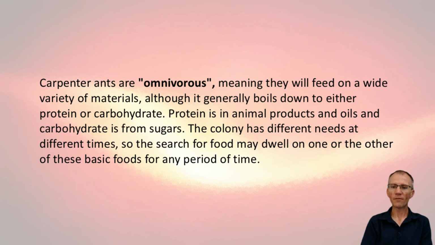Carpenter ants are omnivorous, meaning they will feed on a wide variety of materials, although it generally boils down to either protein or carbohydrate. Protein is in animal products and oils, and carbohydrate is from sugars. The colony has different needs at different times, so the search for food may dwell on one or the other of these basic foods for any period of time.